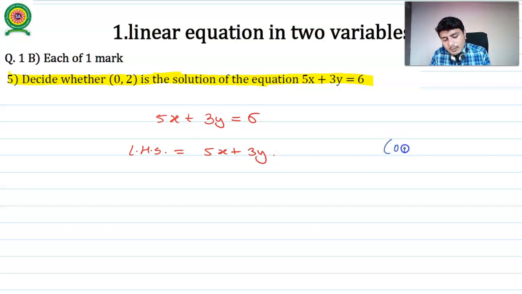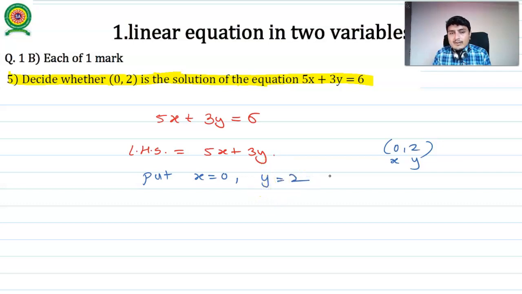We have been given the point 0, 2, which means the value of x is 0 and y is 2. So let's replace the value of x by 0 and the value of y by 2 in the LHS of the given linear equation. Now the LHS is of the form 5 into 0 plus 3 into 2. 5 into 0 is 0, and 3 twos are 6.